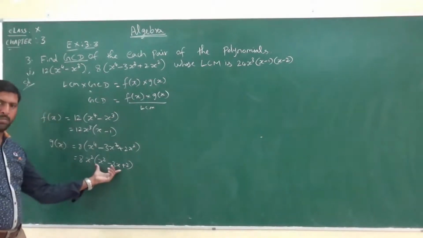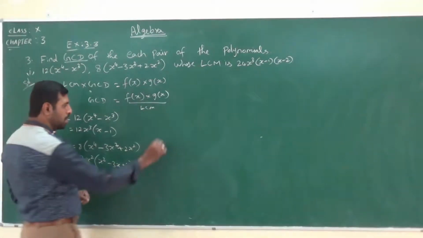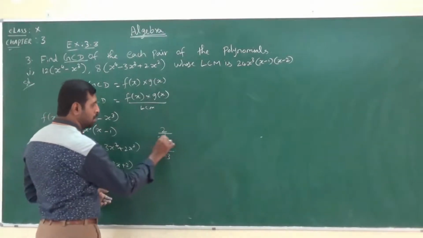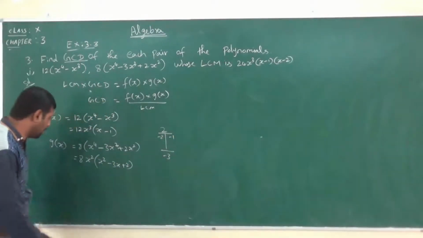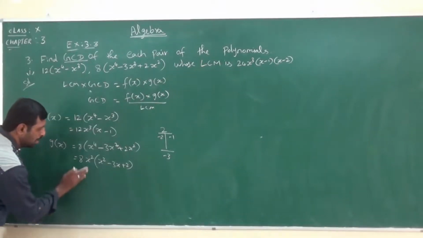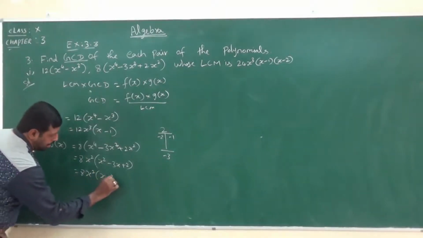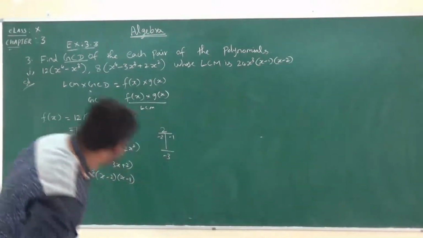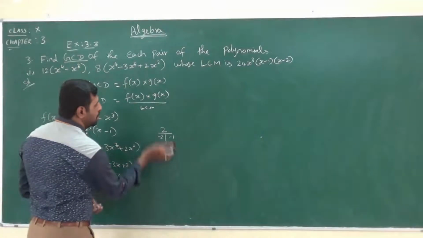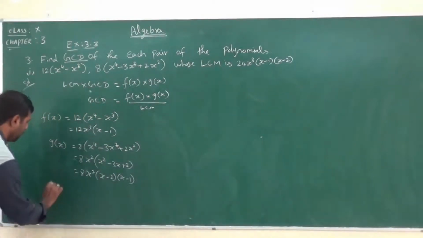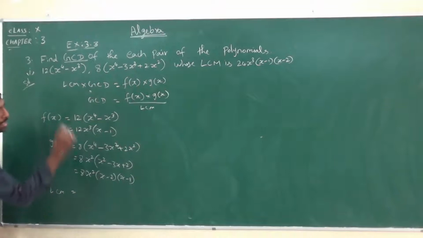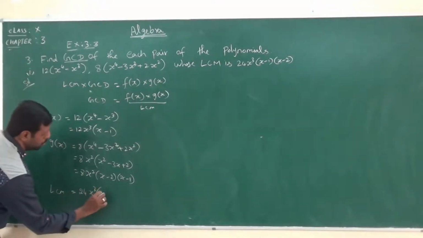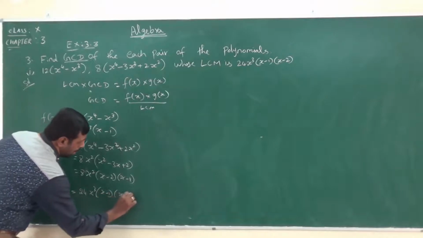Now it is a quadratic polynomial, so we can easily factorize the term. When we multiply, we need 2, and when we add, we get minus 3. By simple factorization, minus 2 and minus 1. Then the factors are 8x square into (x minus 2) into (x minus 1). Next, the LCM is given: 24 x cube into (x minus 1) into (x minus 2).